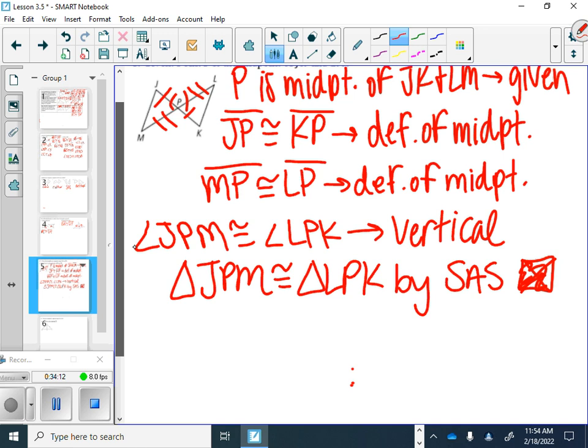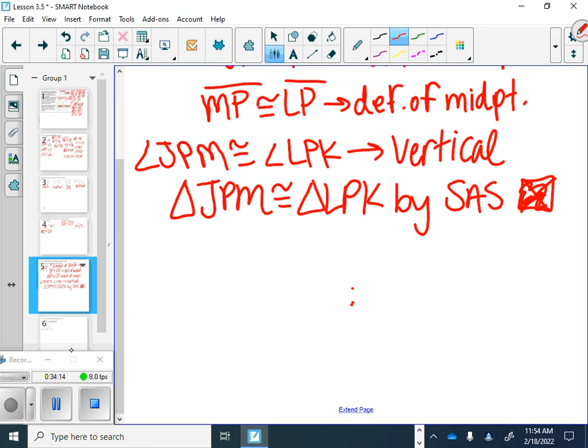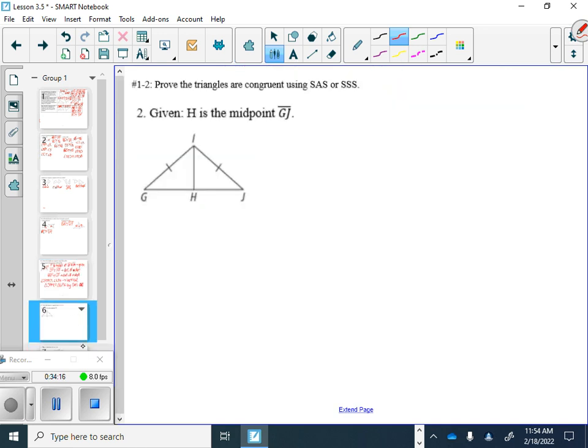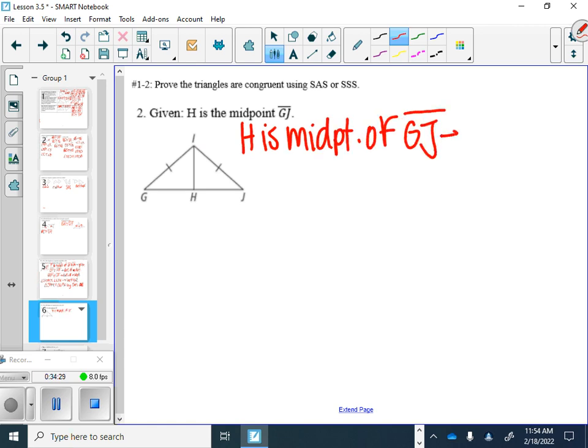Alright, so let's move on to number 2. What is the very first step of a proof? State your givens. Okay, so I need to say H is the midpoint of GJ. And how do I know that? Well, I was given that.